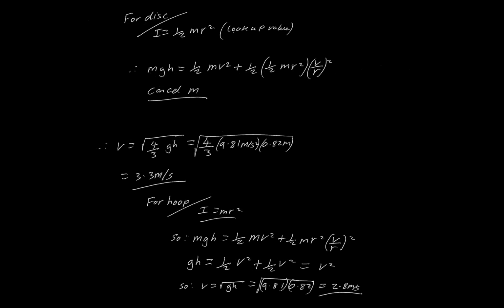So if we follow the calculations through, the disc will end up traveling faster at 3.3 meters per second than the 2.8 meters per second of the hoop, even though they are the same mass.